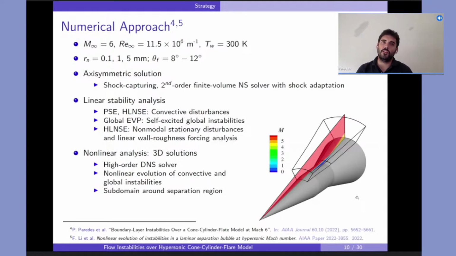Besides that, we also did some nonlinear analysis using a high-order direct numerical simulation solver to study three-dimensional solutions. For that, we use this domain here in the black edges. So we just focus on the separated region for the three-dimensional solutions. For that, we study the nonlinear evolution of convective and global instabilities, just in the subdomain that I mentioned around the separation region.